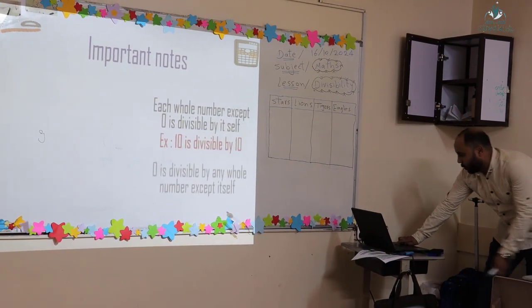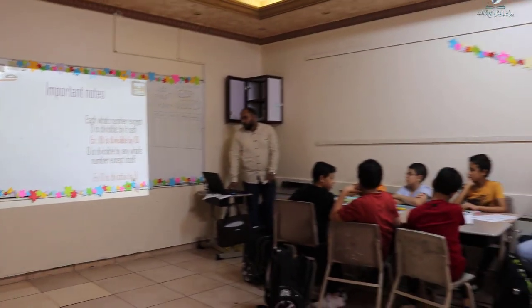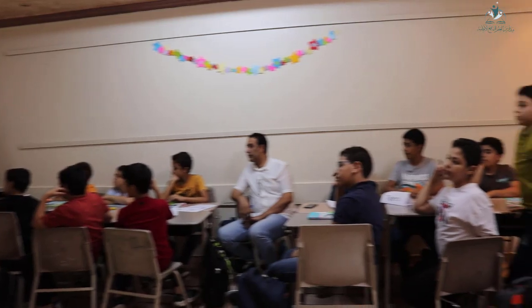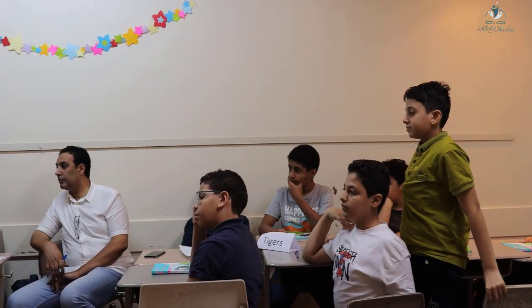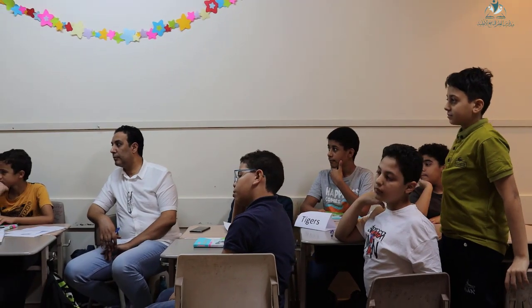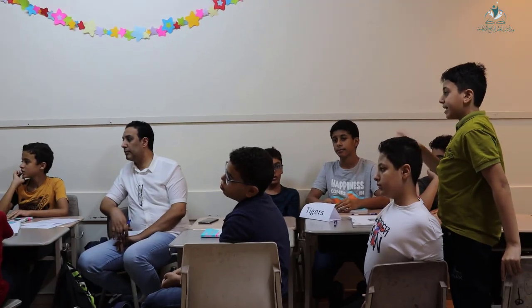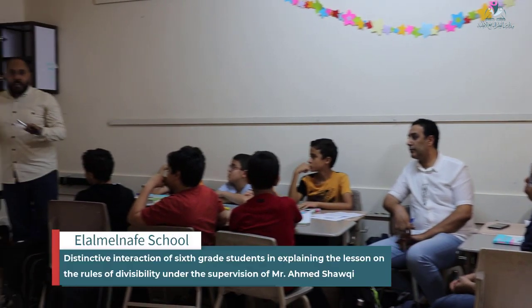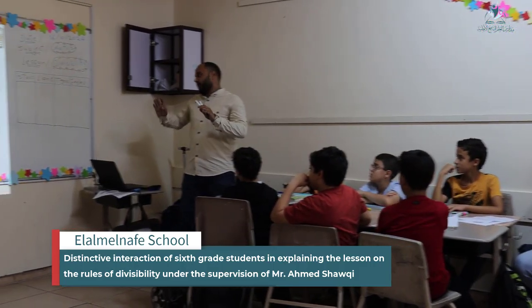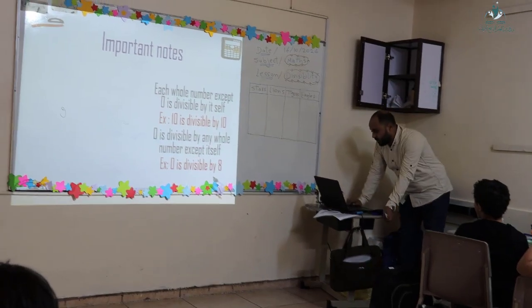Okay, the second note. Who can read it? Yes, Ammar. 0 is divisible by any whole number except itself. Okay, give me an example. 0 is divisible by 8. 0 divided by any number equals 0. So this number 0 is divisible by all the numbers except 0.